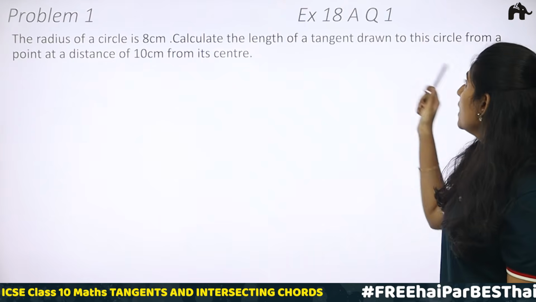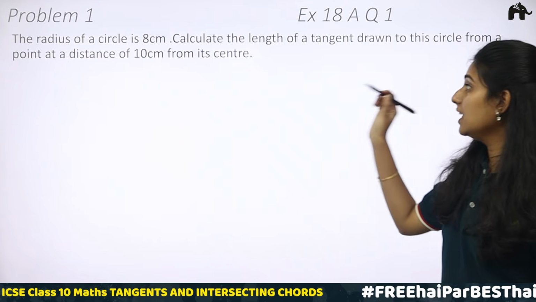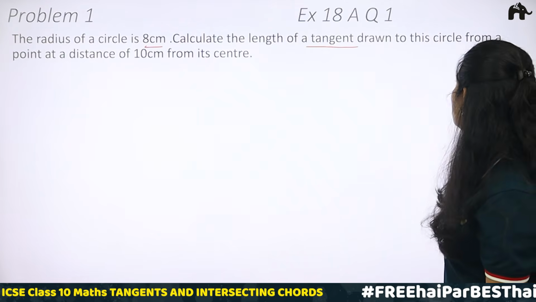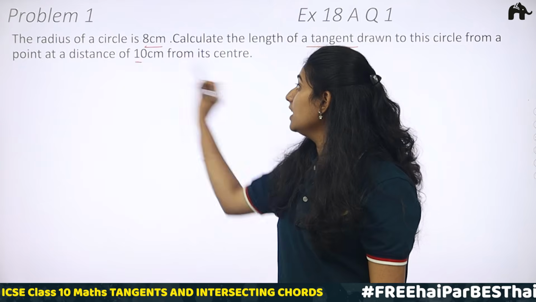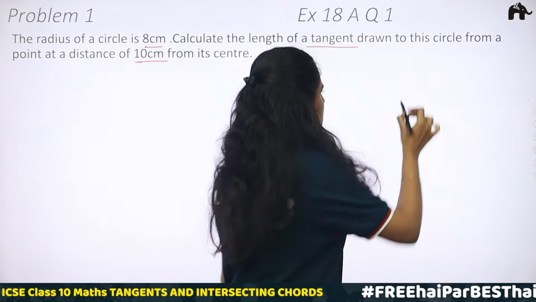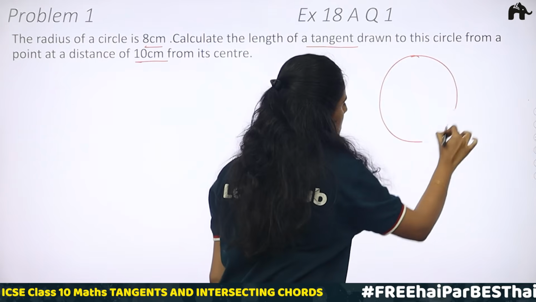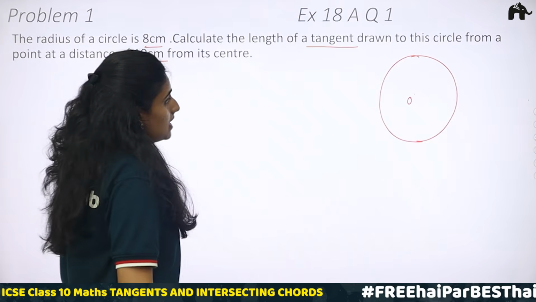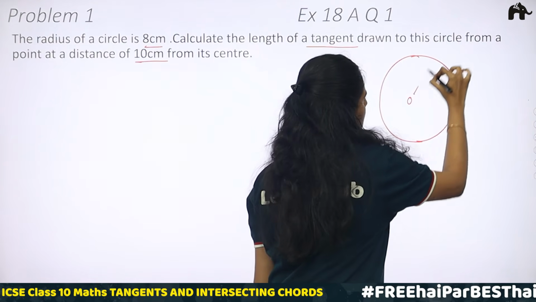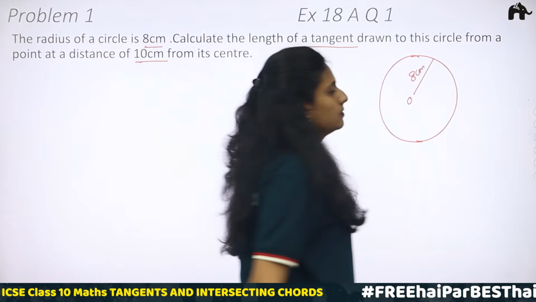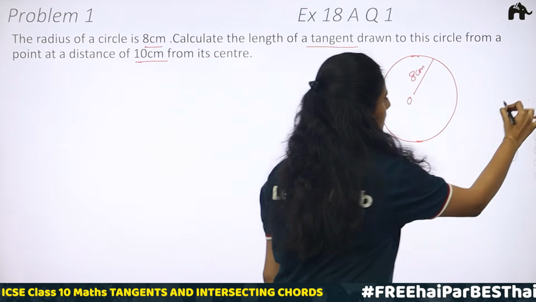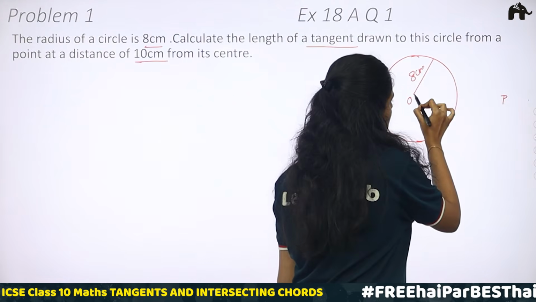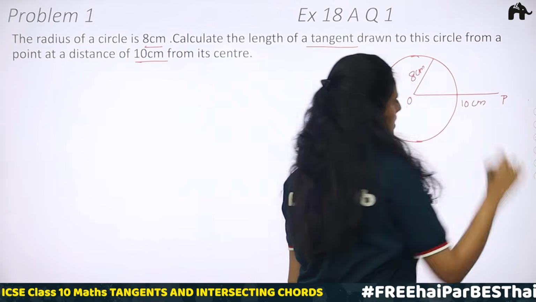Here we have the first problem. Question 1 of exercise 18A. The radius of a circle is 8 cm. Calculate the length of a tangent drawn to the circle from a point at a distance of 10 cm from its center. Consider a circle with center O. Given the radius of the circle is 8 cm. We have a point, let us take this point as P, outside the circle, which is at a distance of 10 cm from the center.